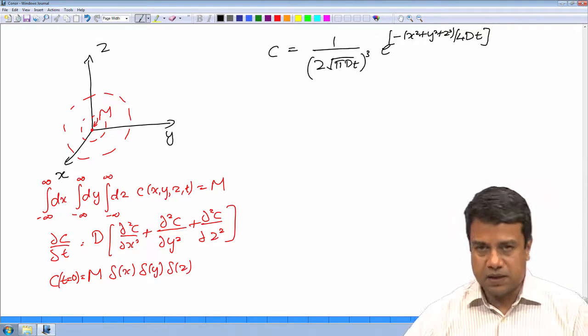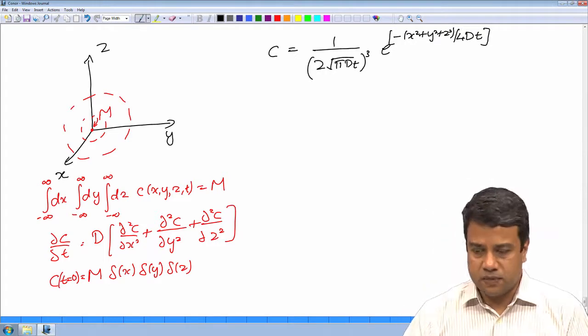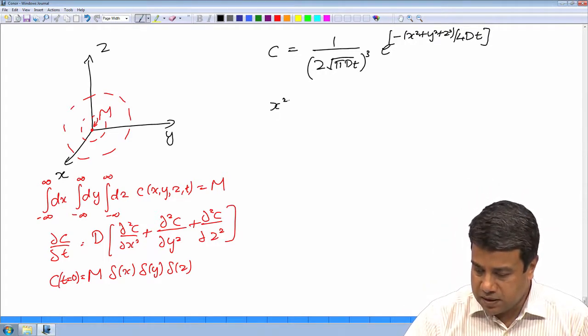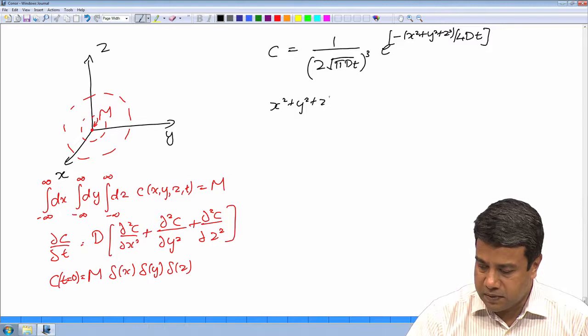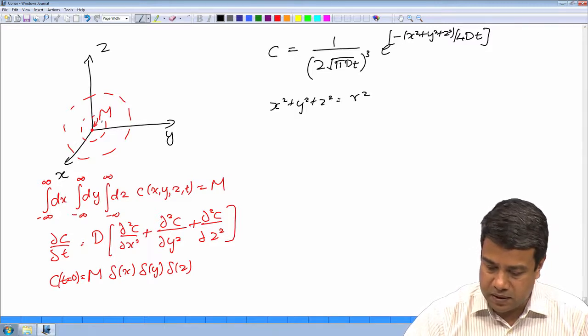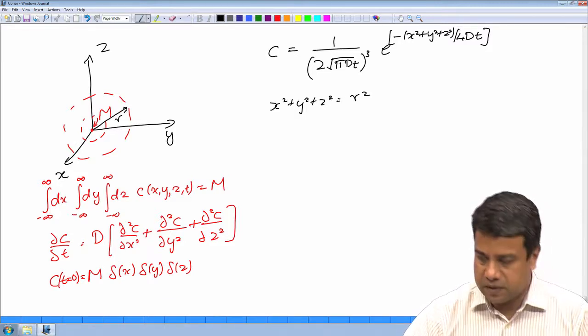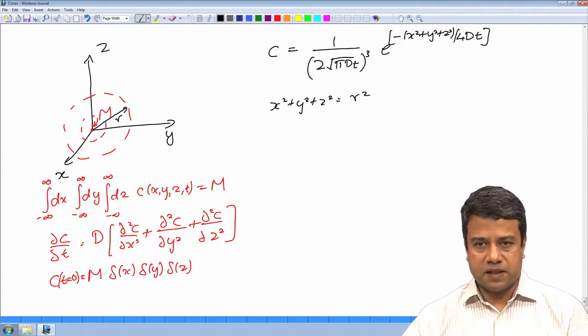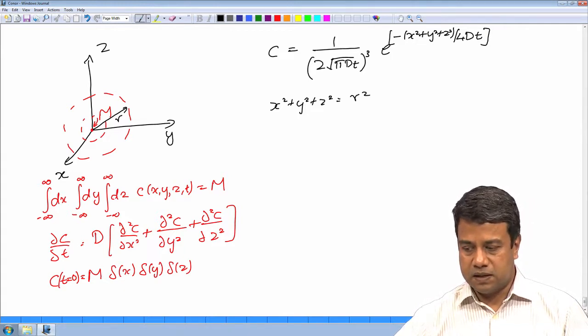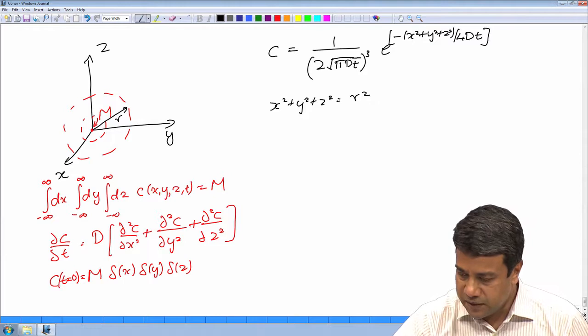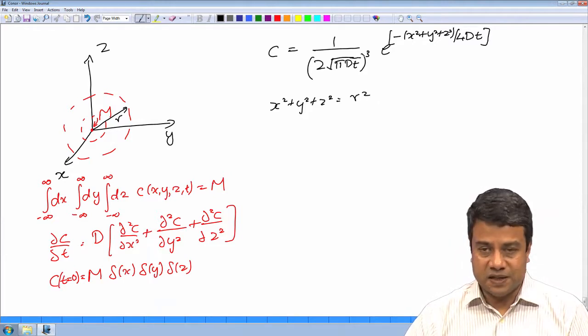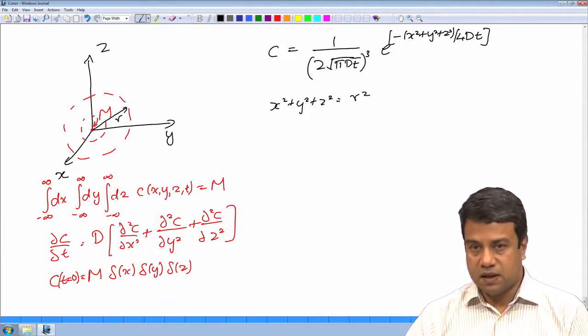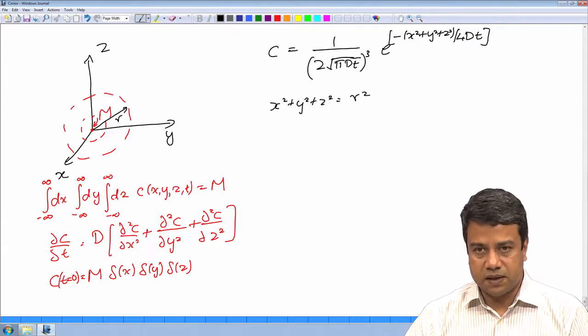You can see that it is symmetric with respect to x, y and z. And x square plus y square plus z square is equal to r square, where r is the distance from the origin. So it is spreading symmetrically in all 3 directions. In this case the concentration goes as t to the minus 3/2.